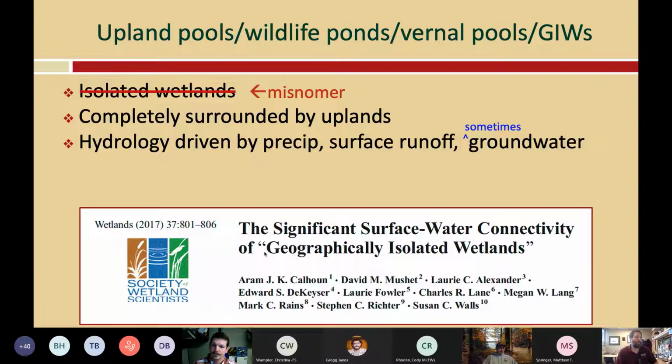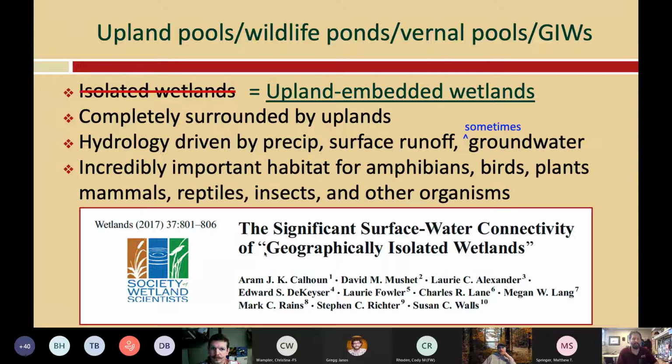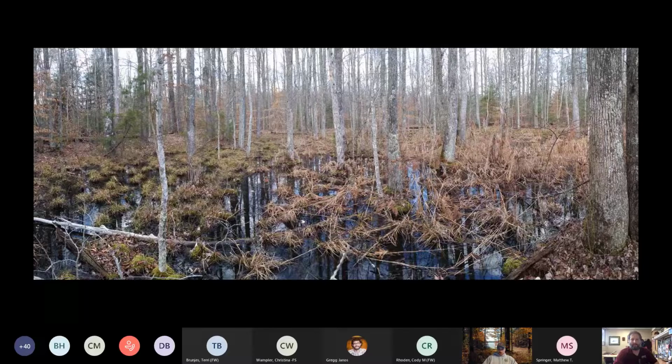We published a paper where we couldn't strongly recommend the use of upland embedded wetlands as the term, because there were US EPA, US Fish and Wildlife, and USGS scientists on the paper, so they weren't allowed to recommend changing a term that's used in regulation, like geographically isolated wetlands. But we strongly encourage the use of upland embedded wetlands. So that's why I call them that, and why I'll continue to. It's a mouthful, but they're incredibly important habitats for lots of organisms and other functions on the landscape. We'll see those. Some of you may have been to Booth Pond before.